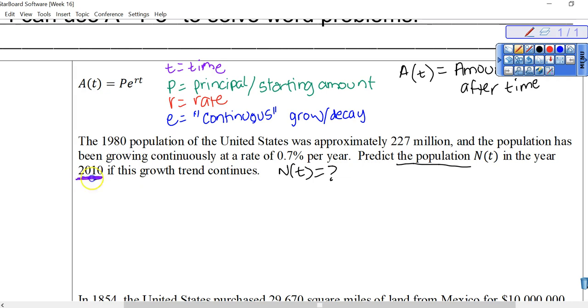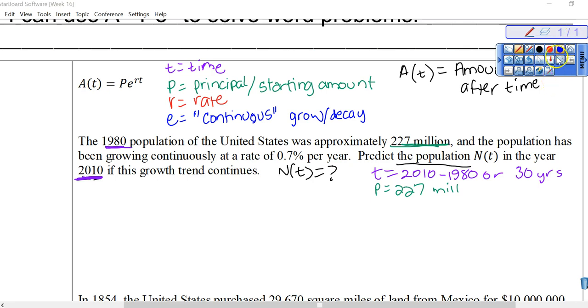By subtracting 2010 minus 1980, our time would be 2010 minus 1980, or 30 years. So that's the passage of 30 years. We've defined that; our T is defined. Okay, let's grab up our green pen and get our initial population. I'm color coding here. Our initial population is 227 million, but let's not plug in the million part when we do the math.